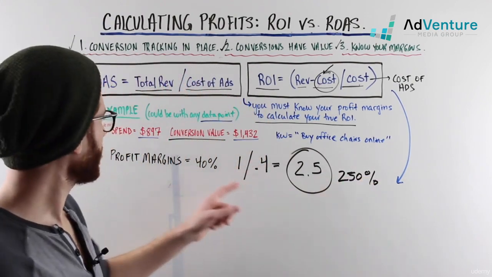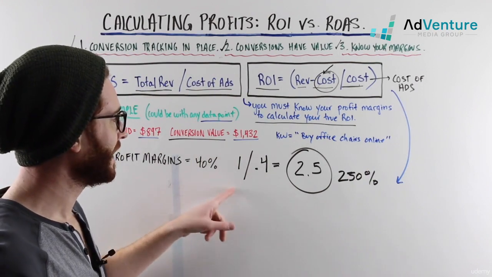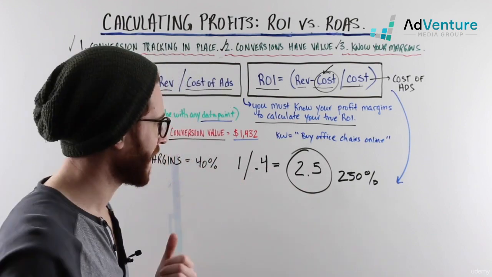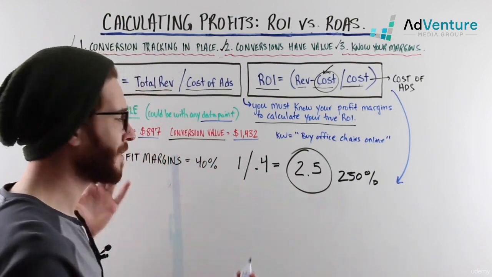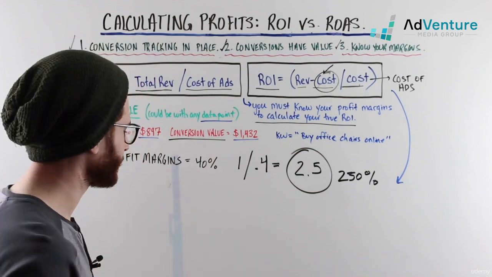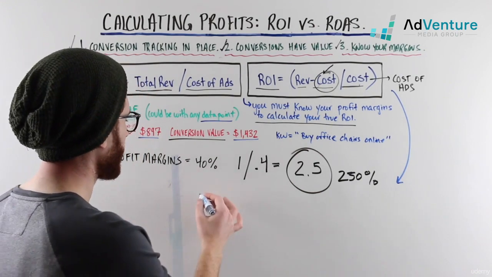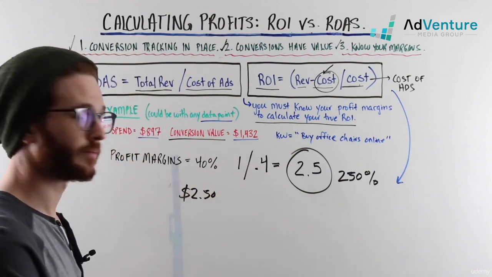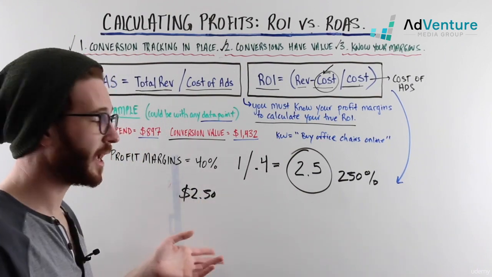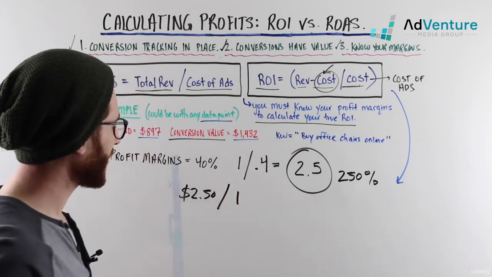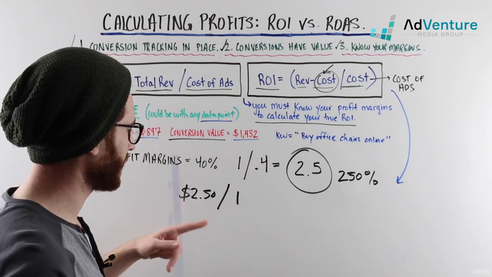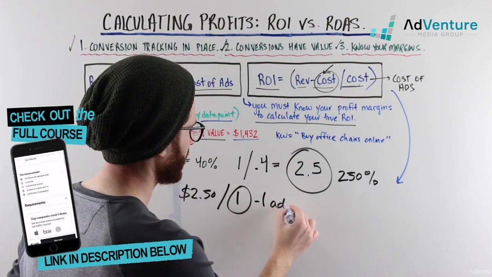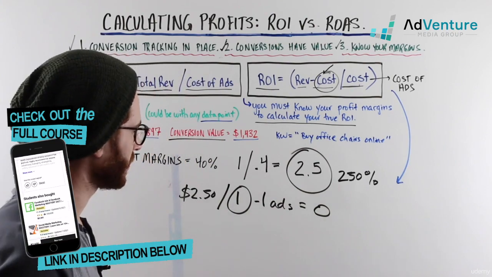What you're saying is, in order for me to be profitable, I need to make back $2.50 for every dollar spent on advertising. Why? Because if you think about it this way, I'm going to help you understand what this number is. For every $2.50 of sales, you only make $1 because that's your profit margin. You're only making 40% of that. So that's $1. And then you subtract $1 for the ads, and then you're left with 0. So that's your break-even point.